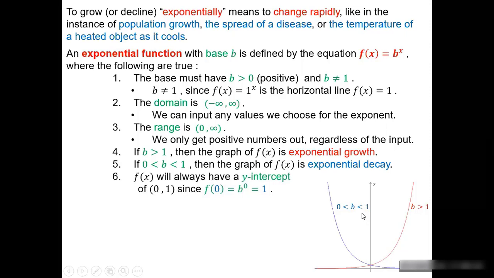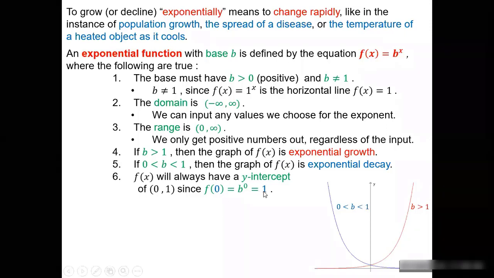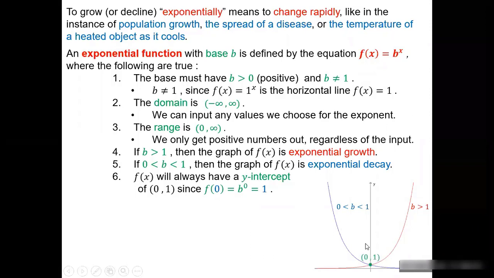Now what's important about this is that we should always get, no matter what base we have, the same exact y-intercept. Remember, y-intercepts are found by setting the x-coordinate equal to 0. So if I plug in 0 to my exponential function, I'm going to get the value b to the power of 0. But regardless of the base, whether it's 1/2 or 5, any value to the power of 0 is always 1. So I know that (0, 1) will always be the y-intercept of every exponential.